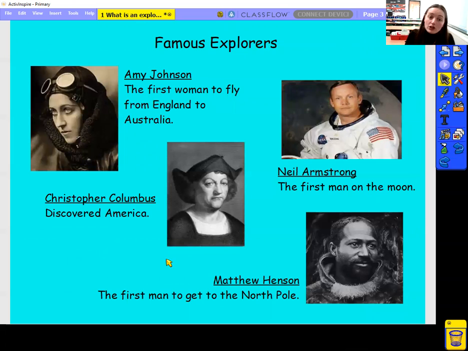This is a selection of some famous explorers. We're going to talk about them in a little bit more detail in a moment, but first we're going to learn their names. So we've got a lady here in her pilot's uniform.